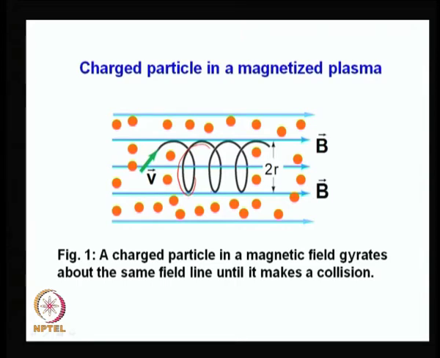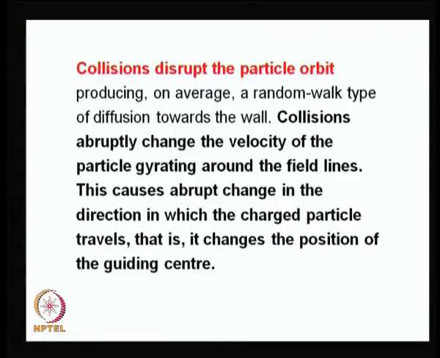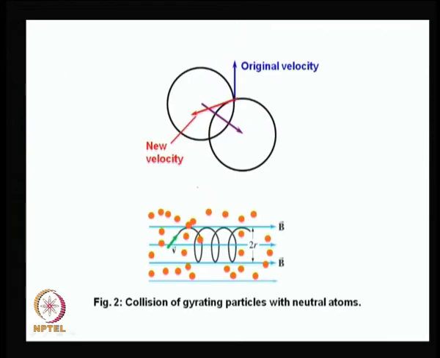And what happens when it makes a collision? The orbit of the particle is disrupted, and we can again take it as a random walk type of diffusion. So, collisions abruptly change the velocity of the particle gyrating around the field line. The direction in which the particle moves is changed, and therefore, the position of the guiding center is also changed. You can understand this better from this figure.